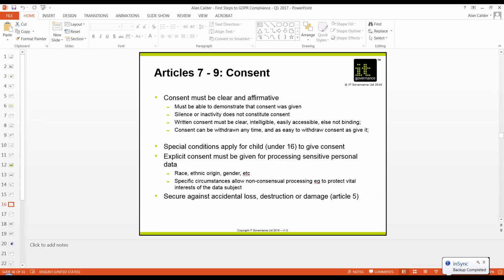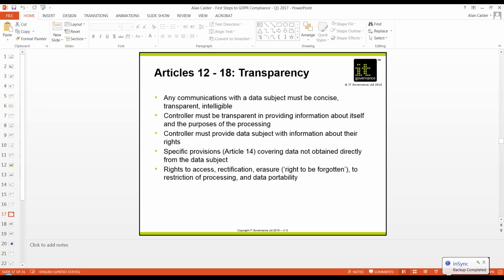Article 5, as you know, requires that all data you collect should be secured against accidental loss, destruction, or damage.